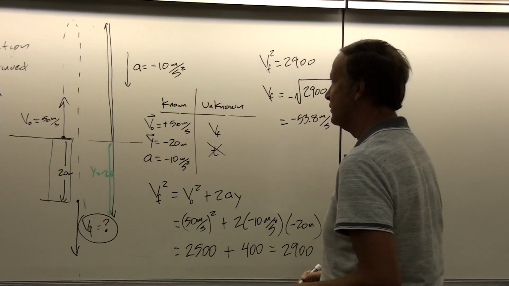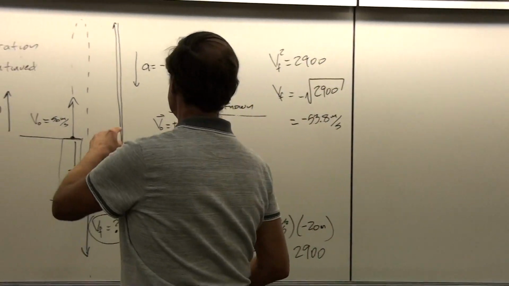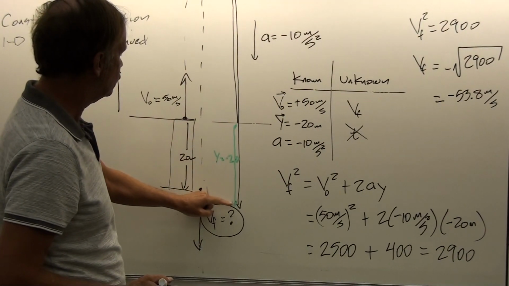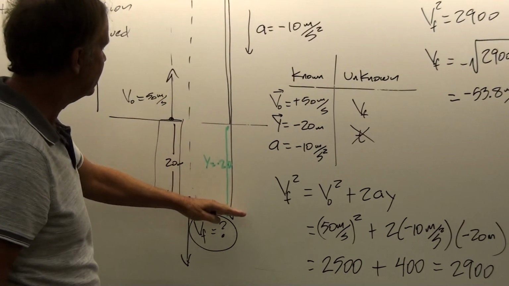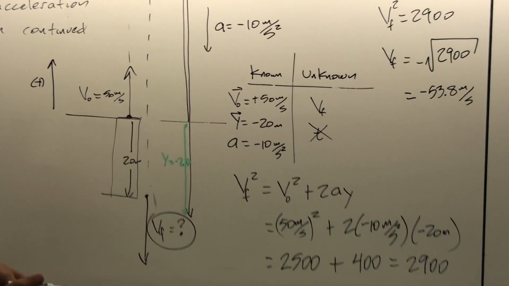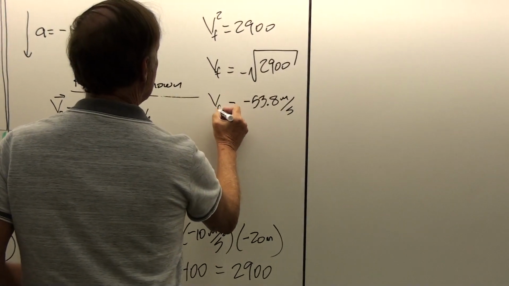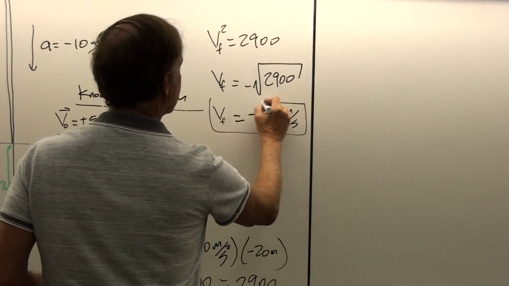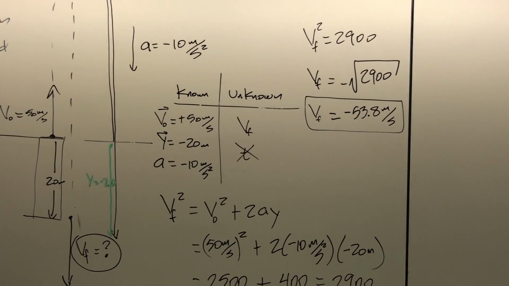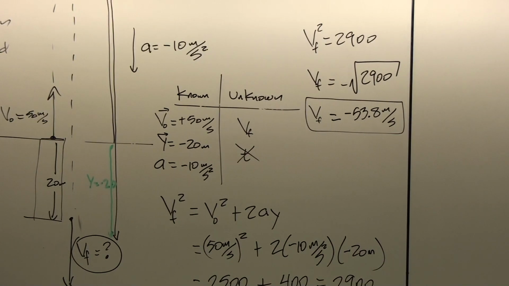Now, is this a reasonable answer? Well, it's more than 50. And so we know that in this 20-meter extra distance, it's had a little more time to pick up speed, but in the negative direction. So that doesn't prove that this answer is the right answer, but it indicates that it's in the right ballpark at least. It's a reasonable answer and is the solution to this problem.